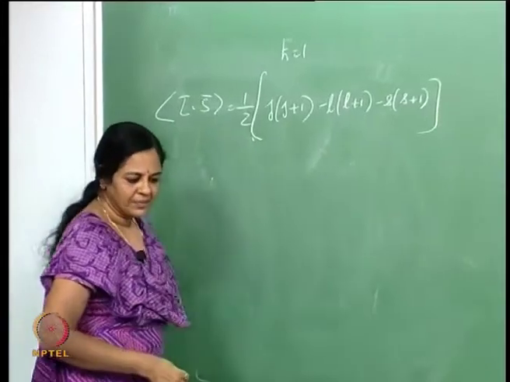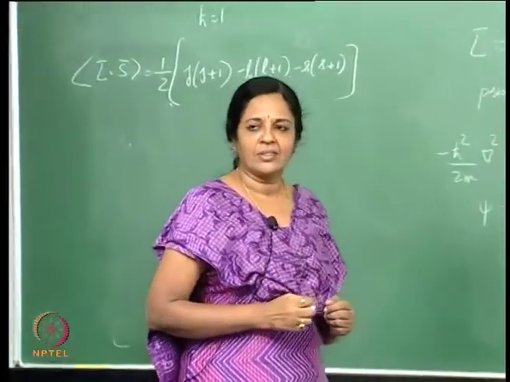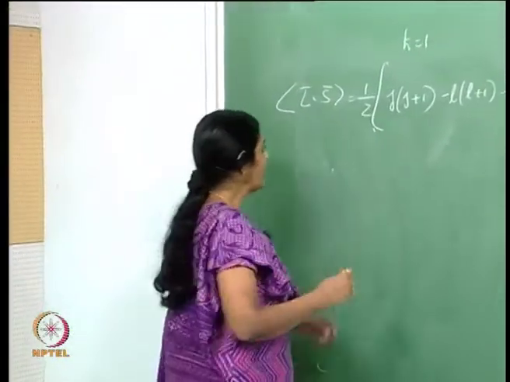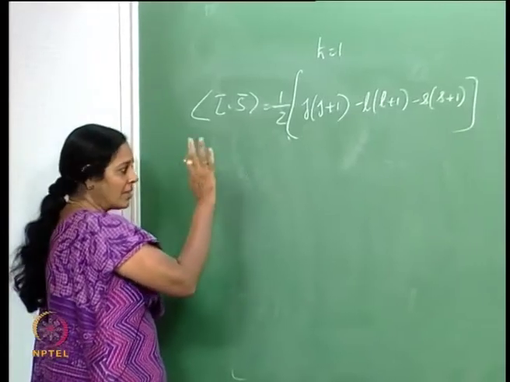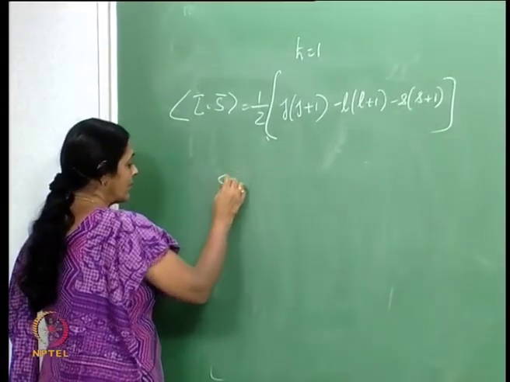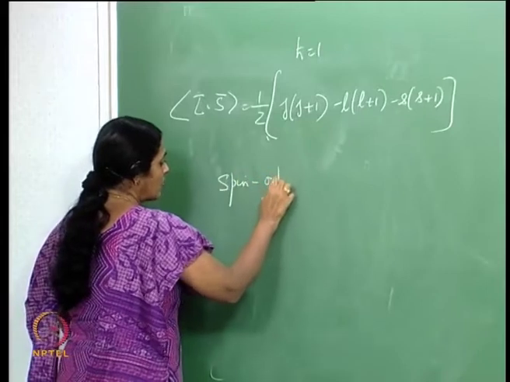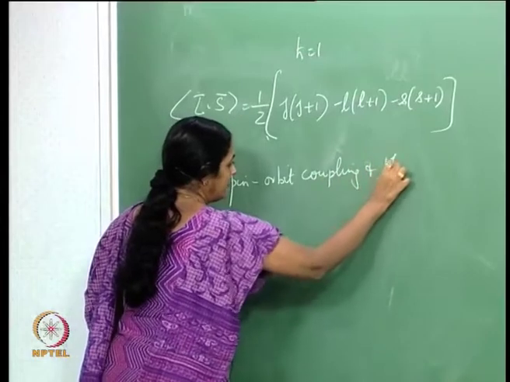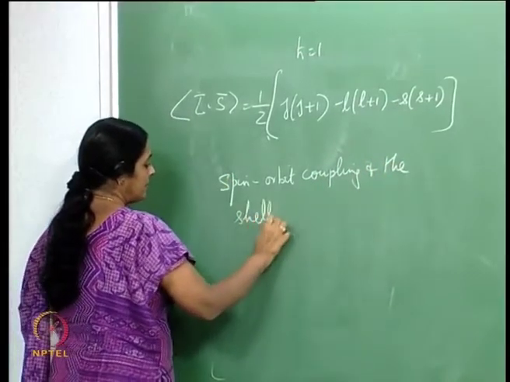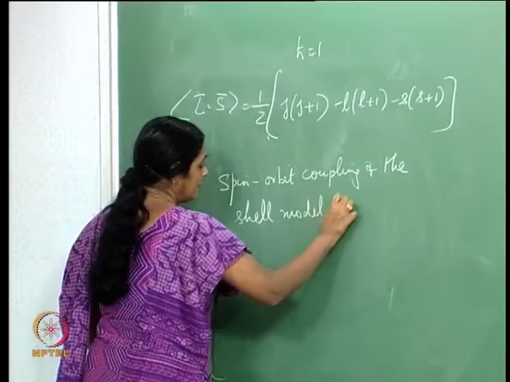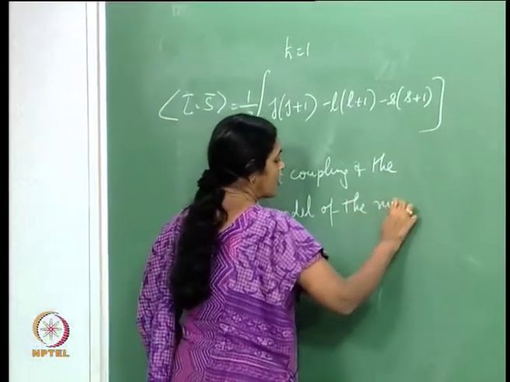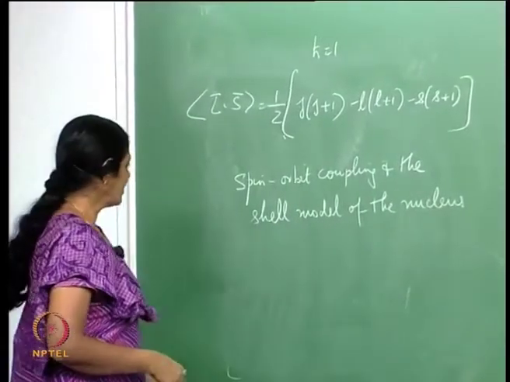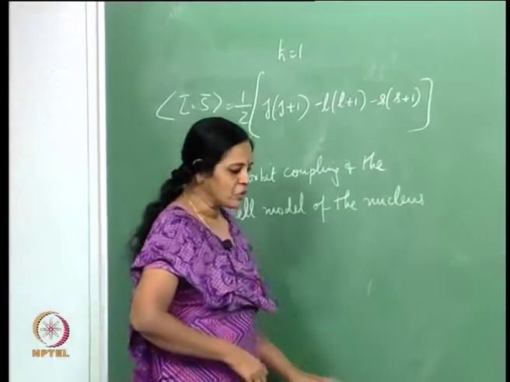Now, I remember this and I look at an application. Specifically, I look at the shell model of the nucleus, where the importance of the spin orbit coupling comes into the limelight. So, look at this, the spin orbit coupling and the shell model of the nucleus. This is an example where the spin orbit coupling becomes very important. There are certain nuclei which were seen which were stable.